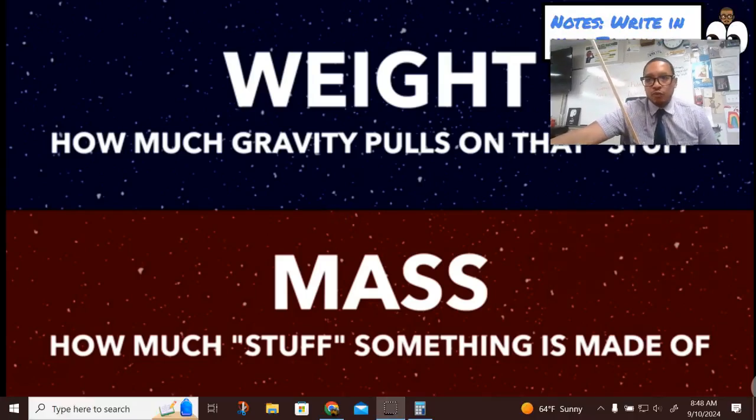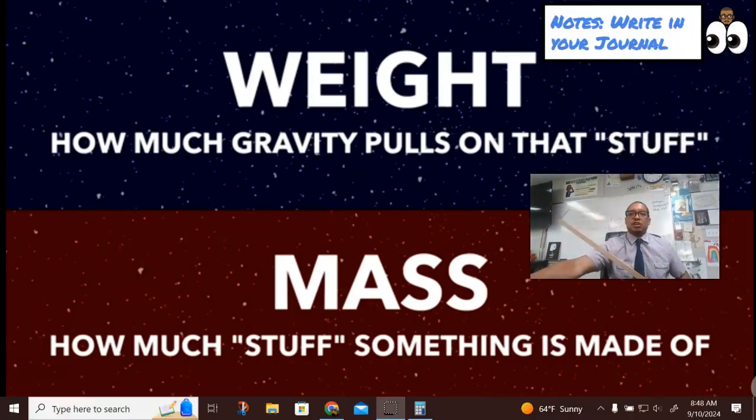So first things first, though, before we get into the metric system and start talking deeper about that, let's talk about the difference between weight and mass, okay? So, and write this down in your journal. So weight is how much gravity pulls on that stuff. Mass is how much stuff something is made of. So the stuff that's inside, right? And again, gravity, right? Weight is a measure of how gravity pulls down on that stuff, okay? So get this notated, and then we're going to look at an example I'm going to show you.